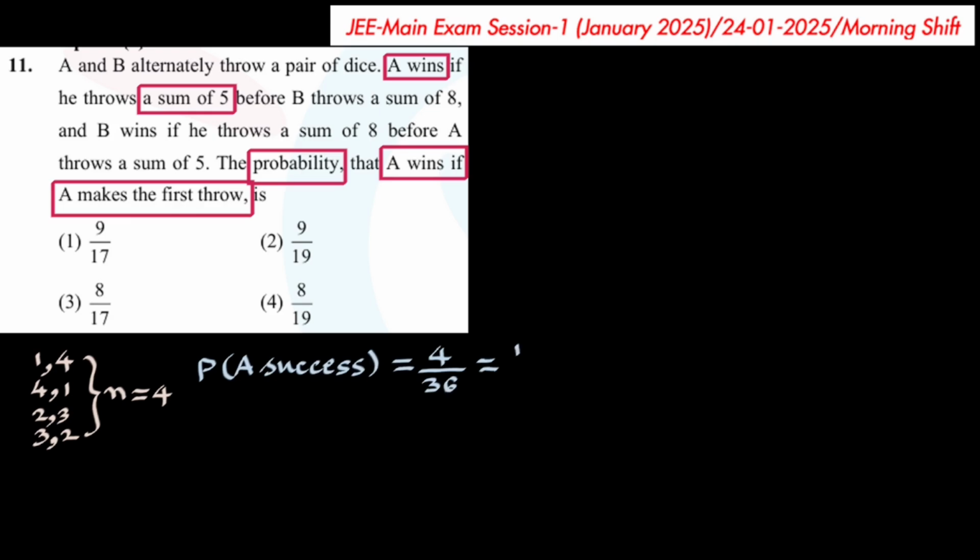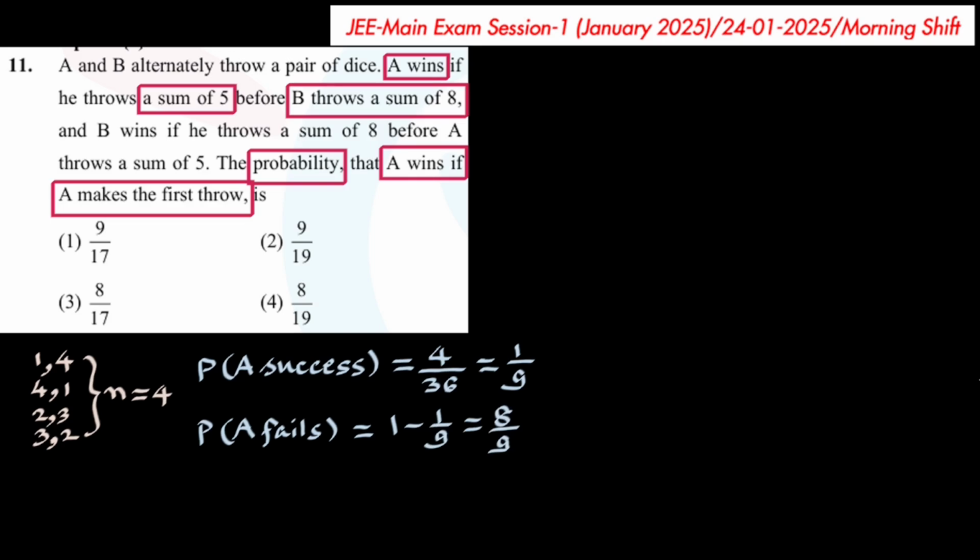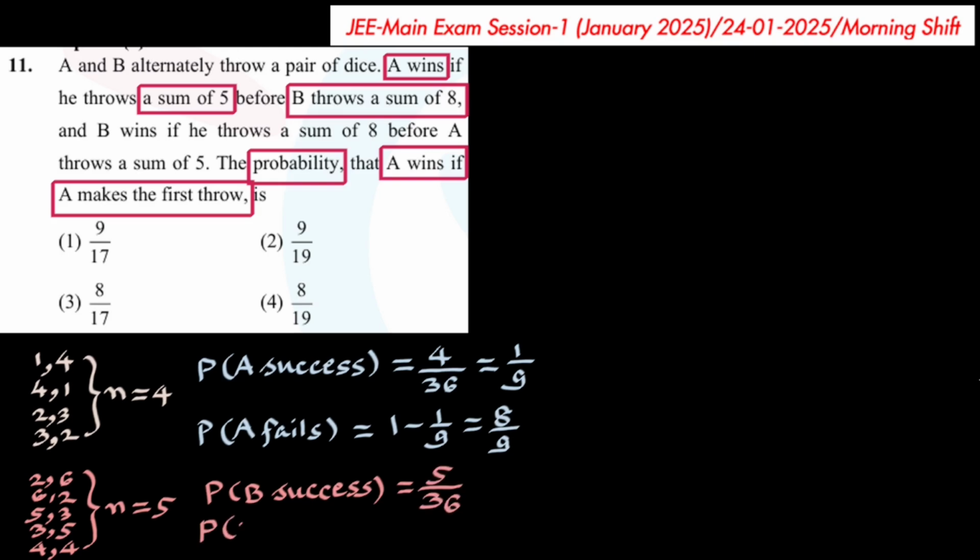That will be 1 upon 9. From this we can find the probability that A fails will be 1 minus 1 upon 9, 8 upon 9. It is given that B throws a sum of 8, that is when he throws 2 6, 6 2, 5 3, 3 5 and 4 4, which amounts to n equals 5. So the probability of B's success will be 5 upon 36, and the probability of B's failure will be 1 minus 5 upon 36, 31 upon 36.